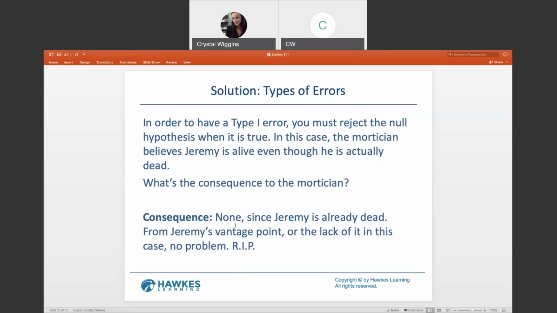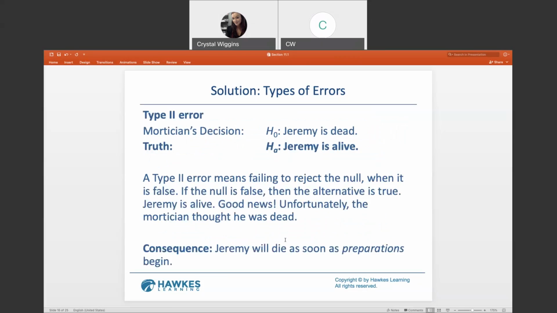What's the consequence? Well, there's really no consequence since Jeremy's already dead. So from Jeremy's vantage point, or the lack of it in this case, there's no problem, rest in peace. I mean, I would say the only problem would be that his body would decay much faster because his blood was left in the body, and the customers would not be very happy when they're trying to have their funeral because the body won't be so pretty.